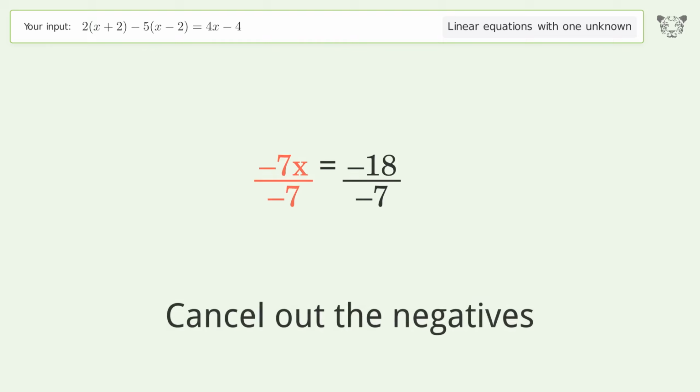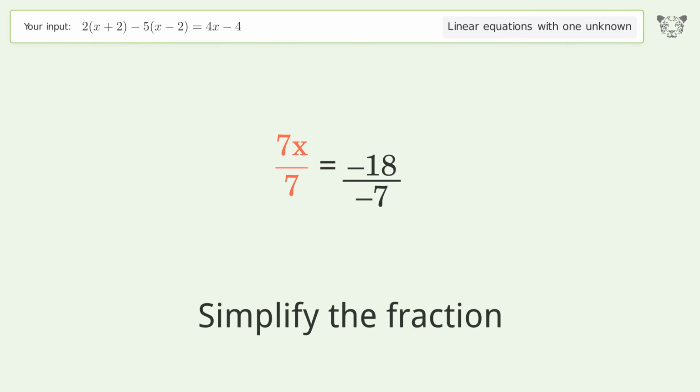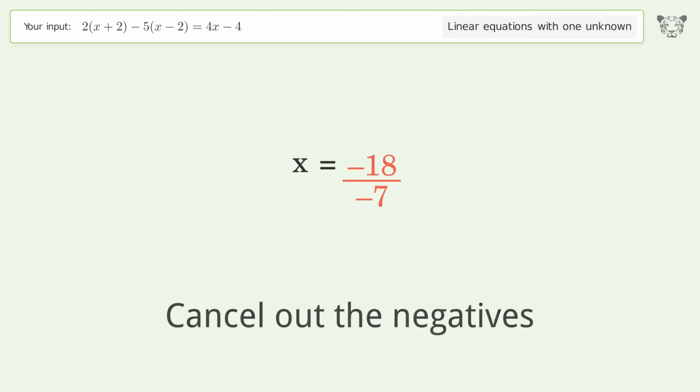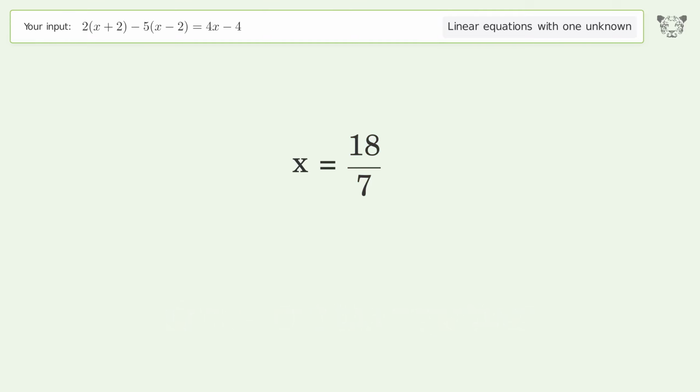Cancel out the negatives. Simplify the fraction. Cancel out the negatives. And so the final result is x equals 18/7.